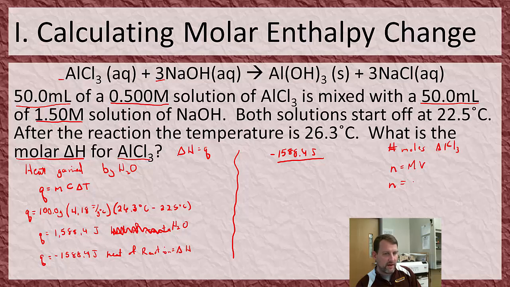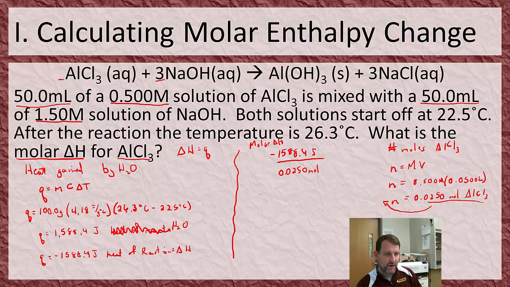N is equal to the molarity of 0.500 molar times the volume of 0.0500 liters. So N is equal to 0.0250 moles. And I add that extra 0 because there are 3 sig figs everywhere, so I want to keep 3 sig figs right there. And this is, of course, moles of aluminum chloride. Now I'm going to take this number of moles and put it right up here in the division. So 0.0250 moles. And here this is my molar delta H.